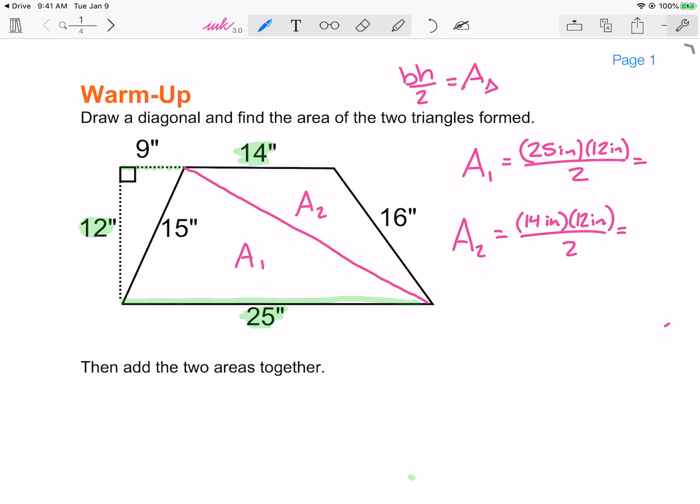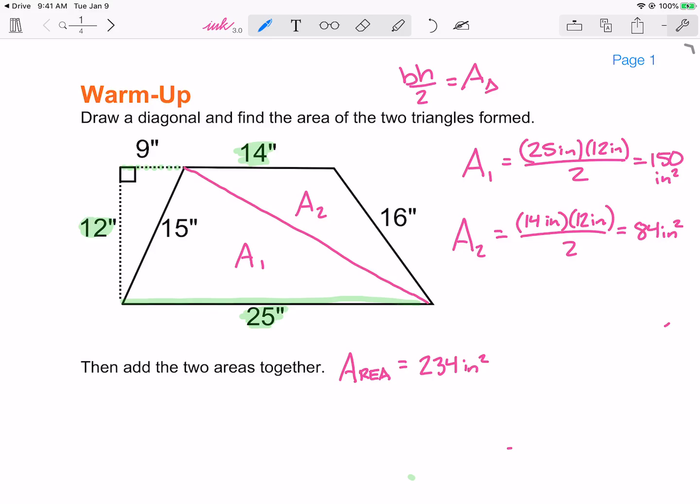Now, if I type these in my calculator, I get 150 inches squared and 84 inches squared. If I add those results together, I get the area of my trapezoid. And that will simply be 150 plus 84 is 234, and my units are inches squared.